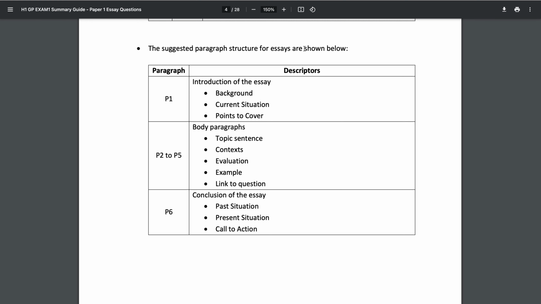Paragraph 6, your conclusion: past, present, call to action. The most important is your call to action. Again, you can link back to the introduction, you can end off with an inspiring quote, you can end off with a rhetorical question, whatever. Doesn't matter as long as you have the call to action.